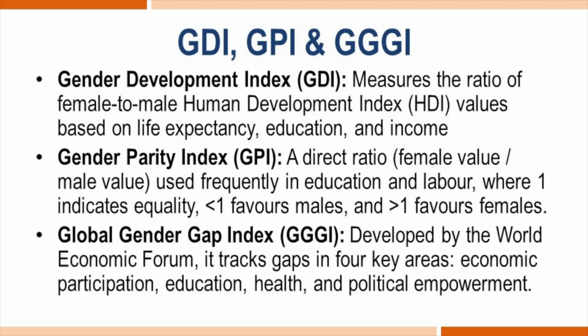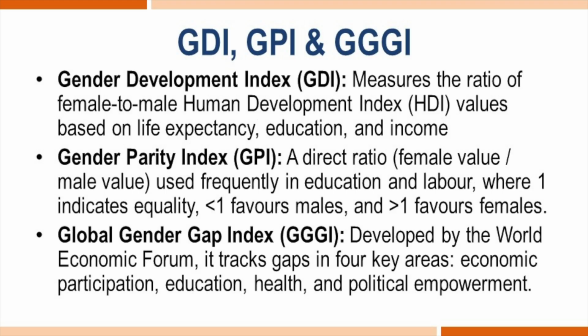Similarly, GDI, GPI, and triple GI. The Gender Development Index measures the ratio of female to male Human Development Index. So the Gender Parity Index is the direct ratio between the female value and the male value, and then we can compare whether it is less than 1 or more than 1. If it is less than 1, then the value of male is greater. If it is greater than 1, the value of female is greater. And if it is exactly equal, then they are equal.